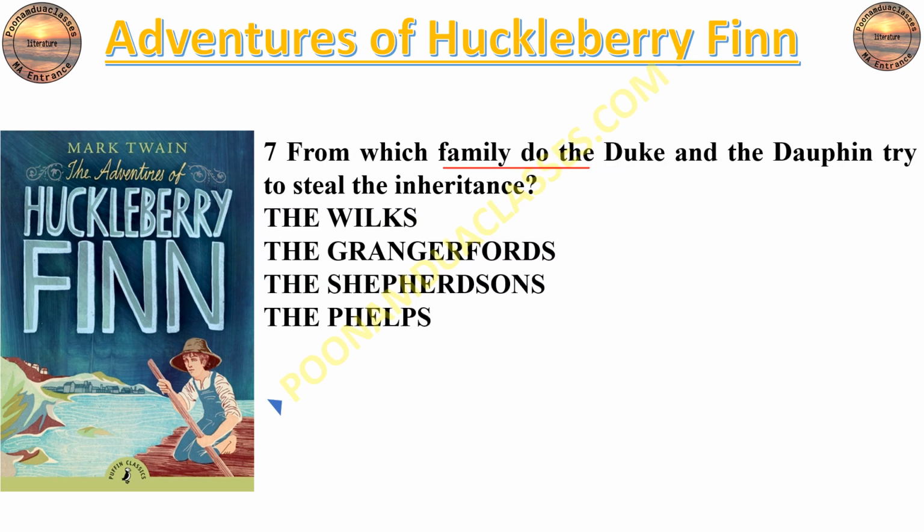From which family do the Duke and the Dauphin try to steal the inheritance? The correct answer is the Wilkes. All of these are the families which are characters, but the Wilkes are the ones whom they try to dupe.